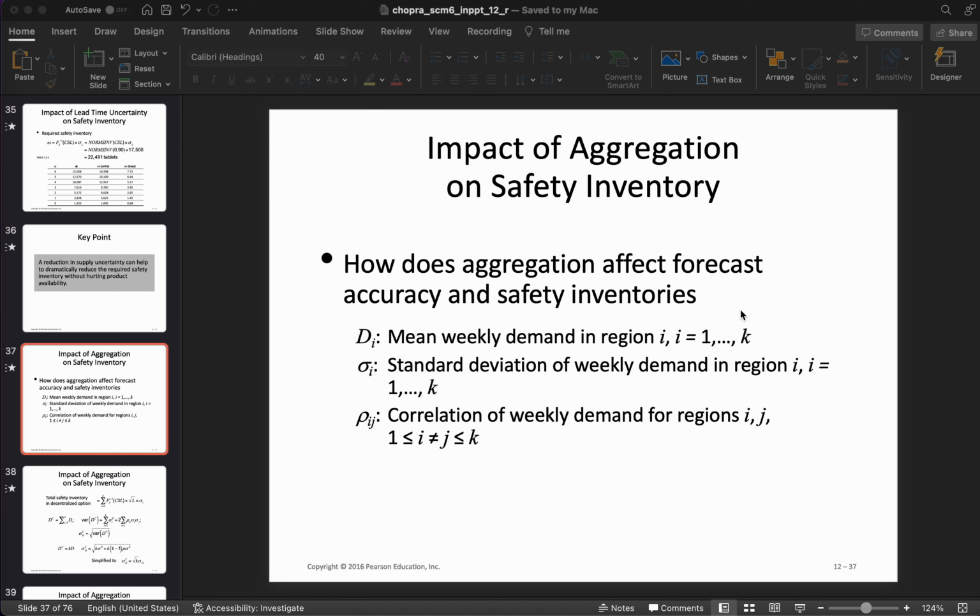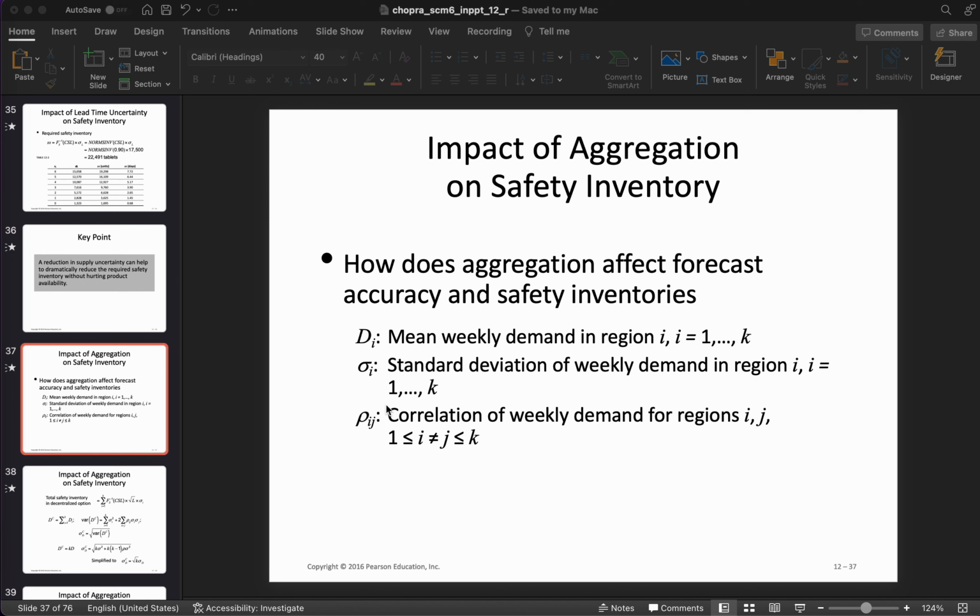Let's assume that there are k different regions in which you're selling the same product, and the average demand per week in each of those k regions is given by D sub i, and the standard deviation of weekly demand in each of those regions is given as sigma sub i. So this will go from sigma 1, sigma 2 all the way up to sigma K, and D1, D2 all the way up to DK. Now we will also assume that demand in different regions is correlated.